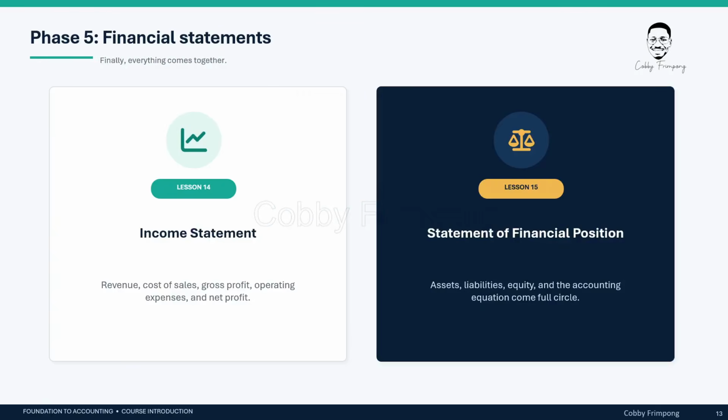Phase 5. Financial statements. Phase 5 brings everything together through financial statements. Lesson 14 explains how to prepare the income statement, including revenue, cost of sales, gross profit, operating expenses, and net profit. Lesson 15 explains the statement of financial position and brings us back to the accounting equation. Assets equals liabilities plus equity.